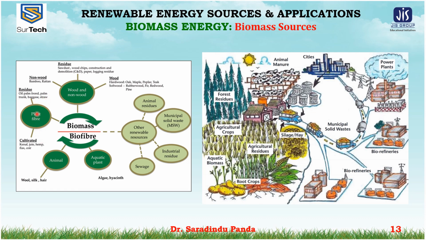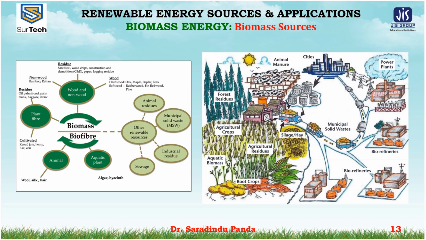The cultivated plant fibers are kenaf, jute, hemp, flax and coir. From animals, wool, silk and hair are the residues. From aquatic plants, the algae and the hyacinth. Then the animal residues, the municipal solid waste residues, the industrial residues, the sewage. These are the other renewable sources for biomass and biofiber.